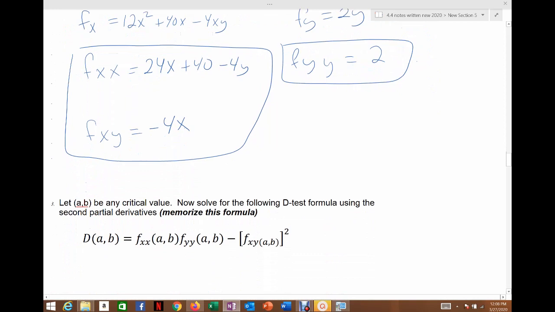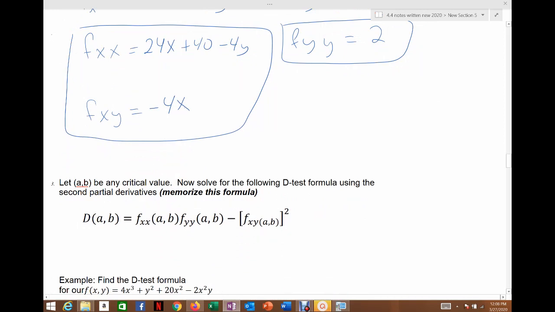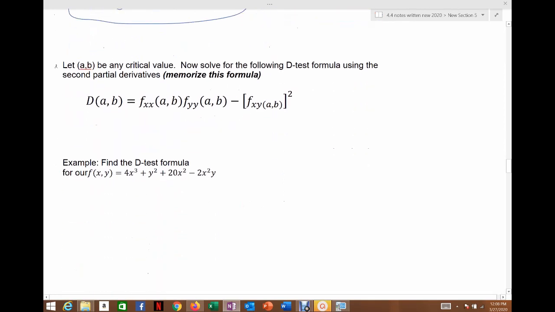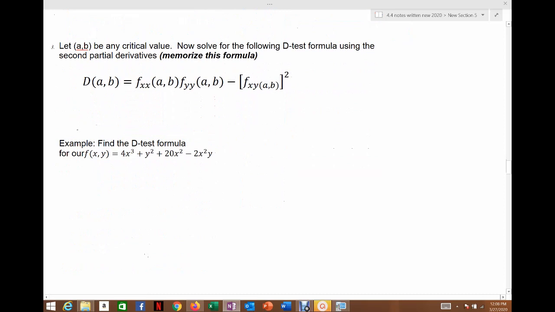A is a number, B is a number that we found was a critical value. And so what we do is we throw them in this formula that organizes our second derivatives in a way that when I put my critical value in it, it tells me if I got a possible max or min, or it's the neither case. And so the D formula is this. This is the general D formula. So (a, b) would represent my critical value I'm plugging into it.